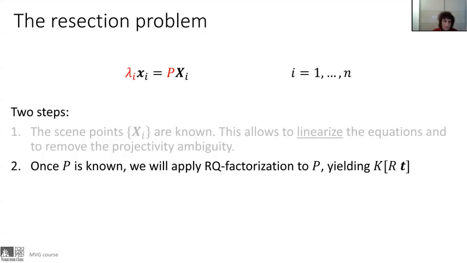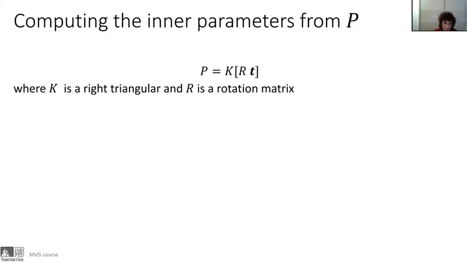Okay, now we are going to speak about the second part of the resection problem. We already know P, and we would like to get out of P the calibration matrix K. Okay, how are we going to do it? That's what we have. We have P, and we would like to move to here. So the way to do it, anybody has an idea how to do it?